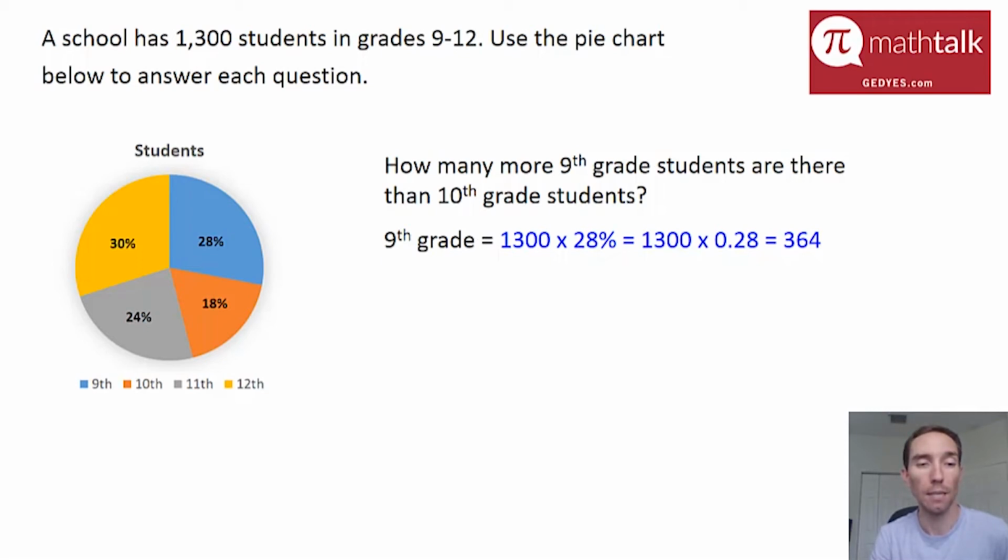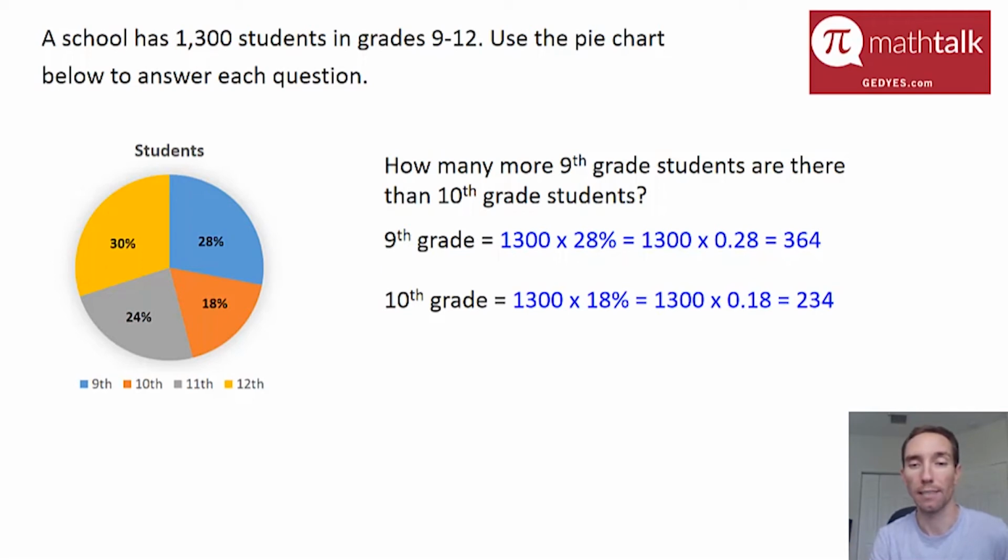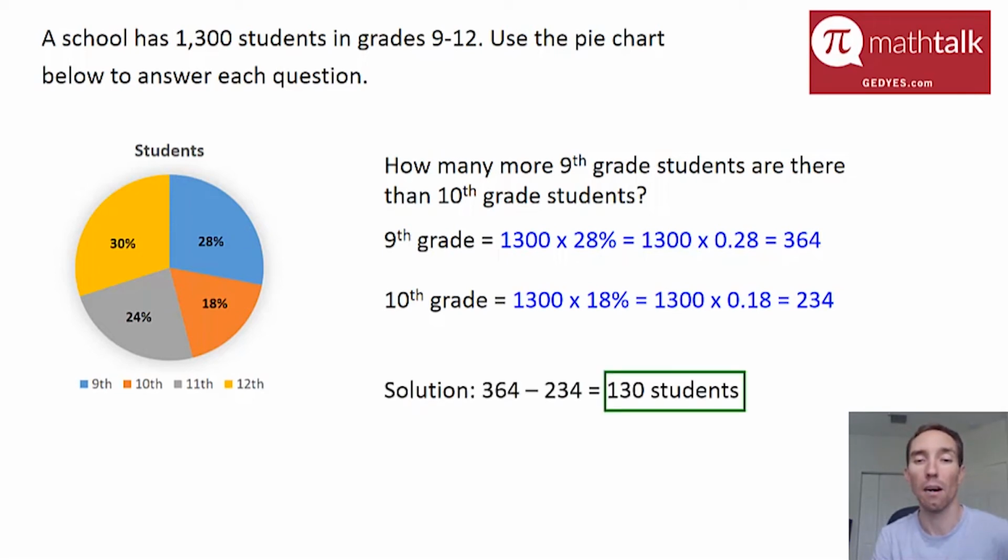Now, the same idea we can apply for the 10th graders in orange, which is 18%. So 1,300 times 18%, or 1,300 times 0.18, calculator gets us 234. Now it's just a matter of taking the difference between those two numbers, and when we do, we get 130 students. So there are 130 more 9th graders than 10th graders. Now this is actually only one approach you can use to this problem. There's another one that I want to show you.